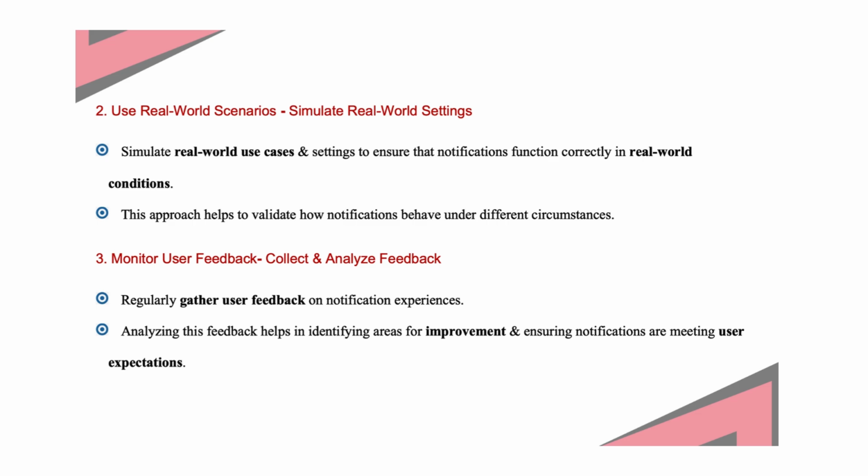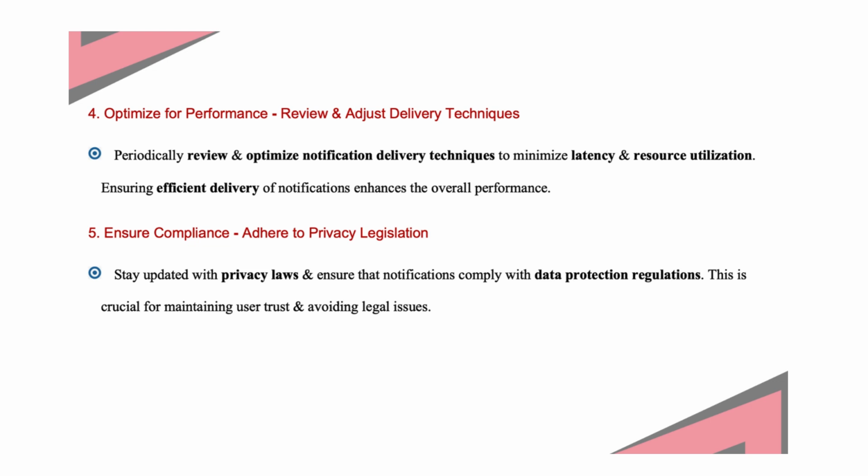4. Optimize for performance. Review and adjust delivery techniques. Periodically review and optimize notification delivery techniques to minimize latency and resource utilization. Ensuring efficient delivery of notifications enhances the overall performance. 5. Ensure compliance. Adhere to privacy legislation. Stay updated with privacy laws and ensure that notifications comply with data protection regulations. This is crucial for maintaining user trust and avoiding legal issues.